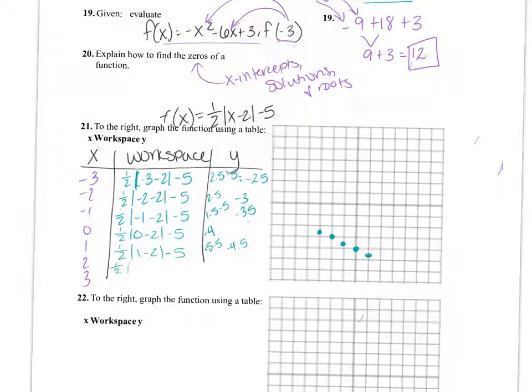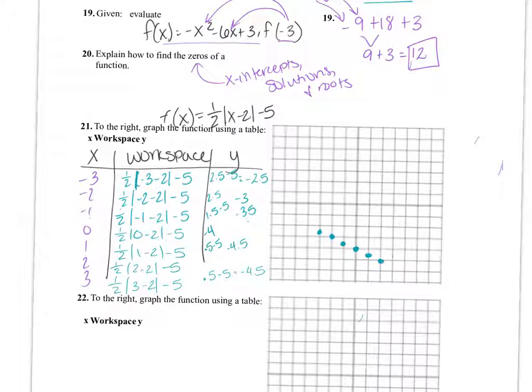With 2, 2 minus 2 is 0. Half of 0 is 0, minus 5, and we get negative 5. Then we can do 1/2. 3 minus 2 is 1. Half of 1 is 0.5. Minus 5 is negative 4.5.